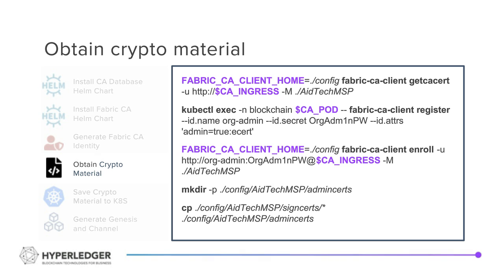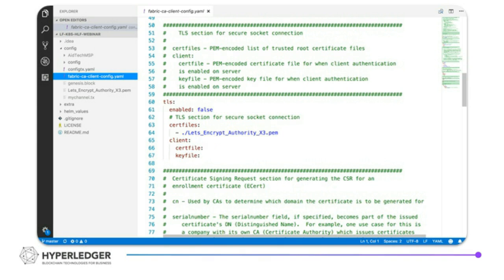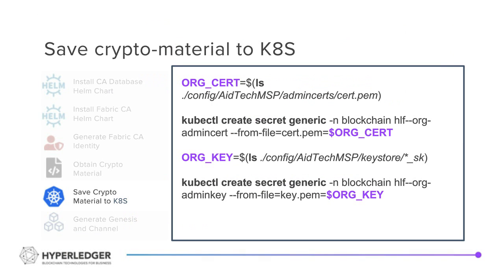Okay, here the key thing to notice is that when speaking with the CA, we need to specify the Let's Encrypt authority certificate for the TLS connection, since the Fabric CA client will check that this certificate corresponds to the one it sees when connecting to the CA server. Exactly. So since our apps will use the certificate and the key, we need to use a kubectl create secret generic to add this file to the Kubernetes service as secrets.